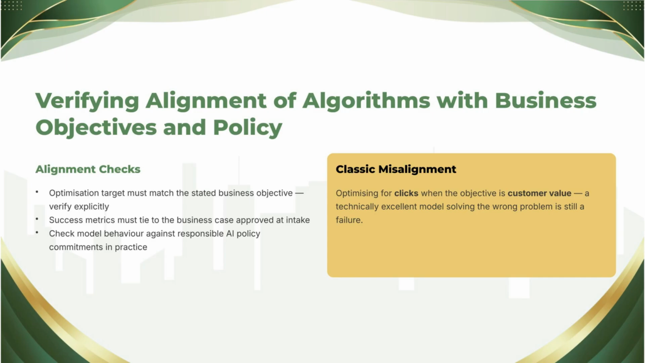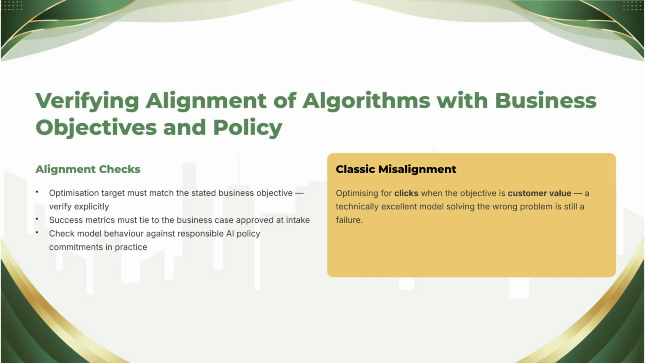Three traces. First, objective to intent. Get the model's actual optimization target from the technical documentation. Then get the business case's stated goals and compare them yourself in writing. Where they diverge, ask who acknowledged the gap and what constraints compensate: secondary metrics, guardrails, business rules bounding the model's reach. Second, objective to policy.